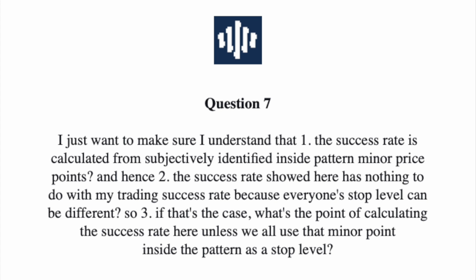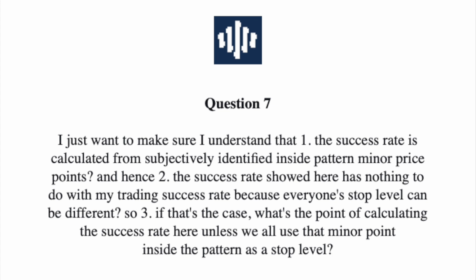Last question. Just want to make sure I understand that. Number 1, the success rate is calculated from subjectively identified minor price points inside the pattern. For rectangles, if you don't have a clean minor low inside the pattern boundary, that would be a subjective level. But all the others, be it the symmetrical triangle, cup with handle, head and shoulder, ascending triangle, descending triangle, are not subjective. They are basically the lows inside the chart pattern that are the swing lows. In fact, with head and shoulder failures, we are basically considering a reverse trade when the pattern fails. So not all of them are subjective.